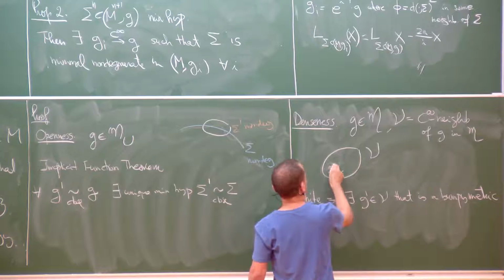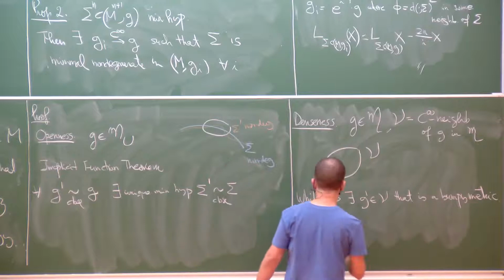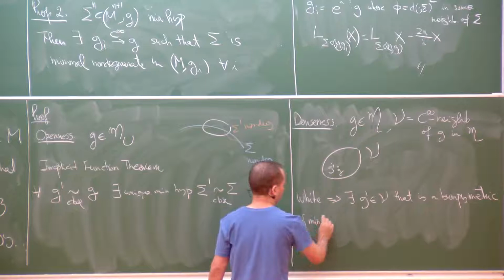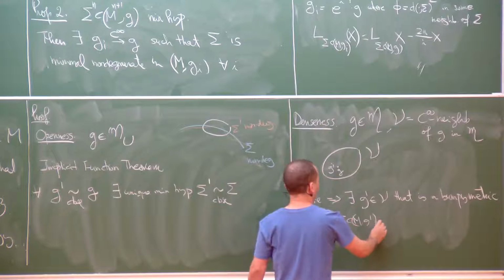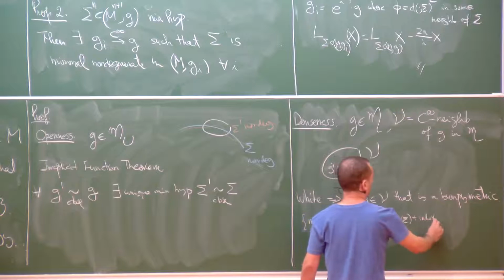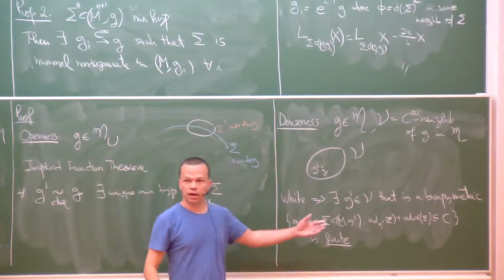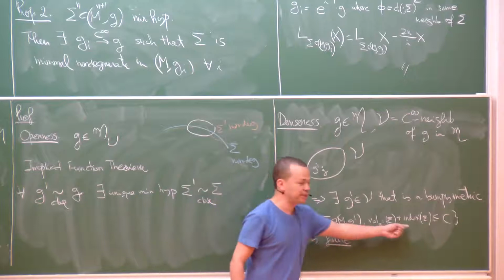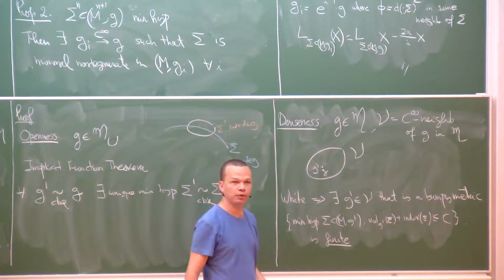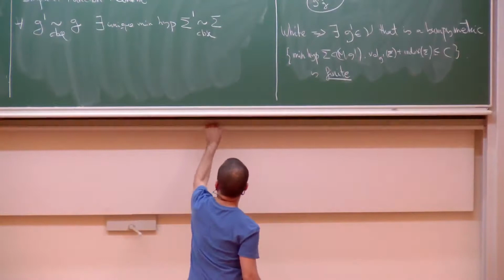And then, one thing about bumpy metrics is that if I take the set of minimal hypersurfaces sigma in G prime with both the volume and the index bounded, then this space is actually finite. This follows because critical points are non-degenerate and we have this compactness theorem of Sharp that says that this space is actually compact. So it's like a Morse function. A Morse function has always only finitely many critical points. Okay, so this space is finite.